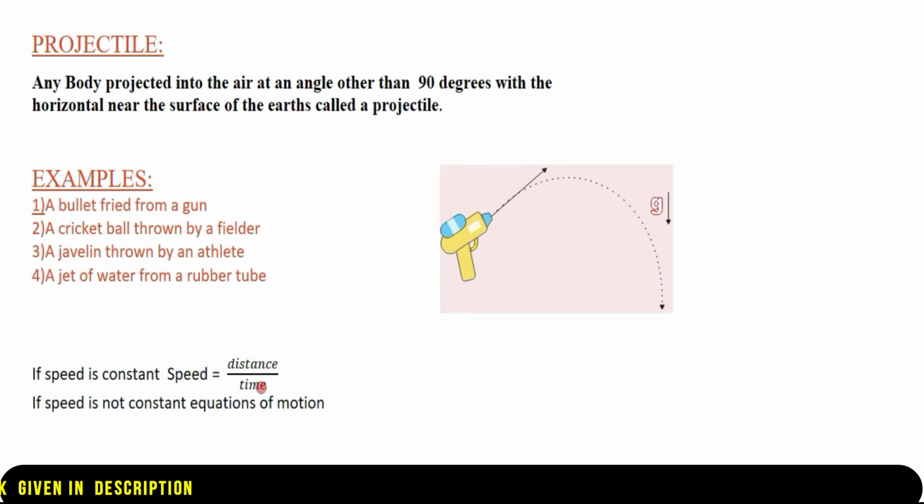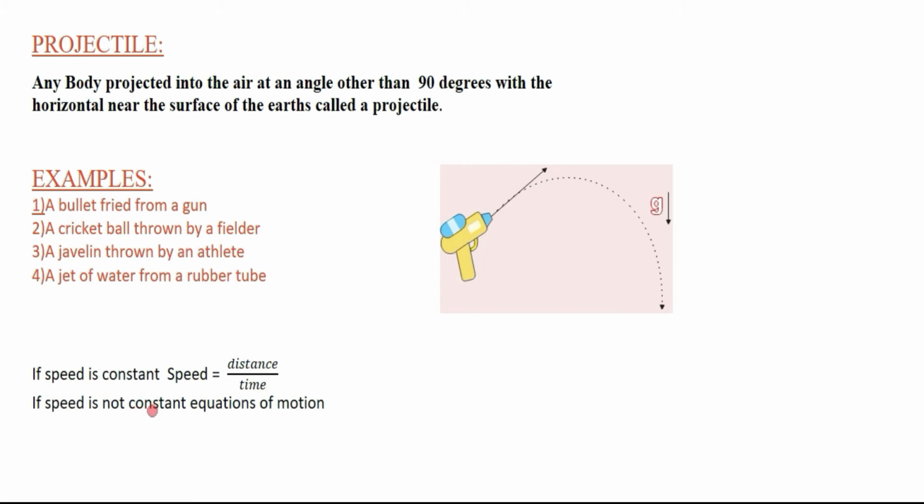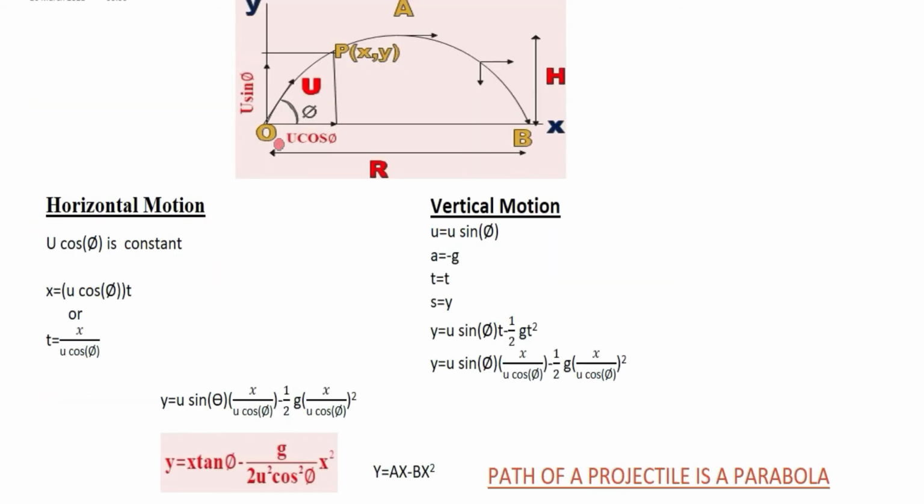you will get the equation distance is equal to speed into time. The next point is, if speed is not constant, that is if the body is moving with some acceleration, then we can use all the equations of motion. So all these points are useful for our derivation. Now let us come to our derivation, to prove that the path of a projectile is a parabola.